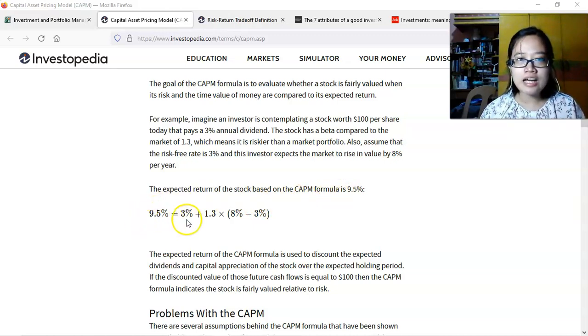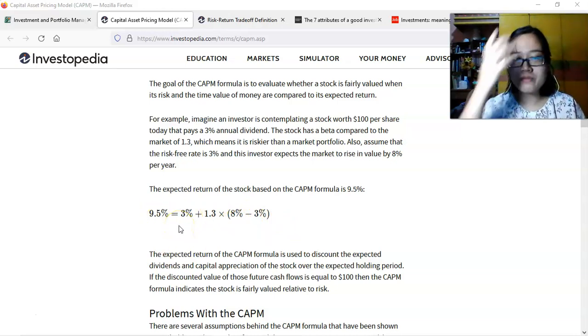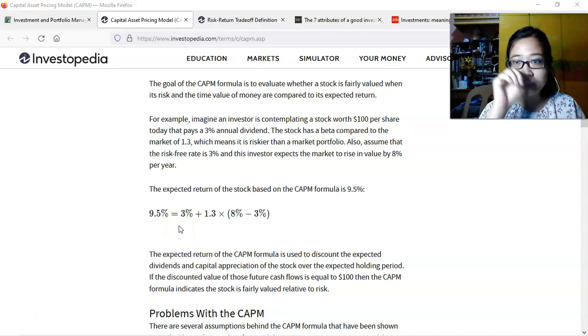Okay. Ito siya, yung risk-free rate, 3%, plus the beta, 1.3, multiply the risk premium. Yung risk premium is yung market 8% minus the risk-free rate na 3%. So, 1.3 times 5% plus 3% is 9.5%. So, that's the expected return on the stock.